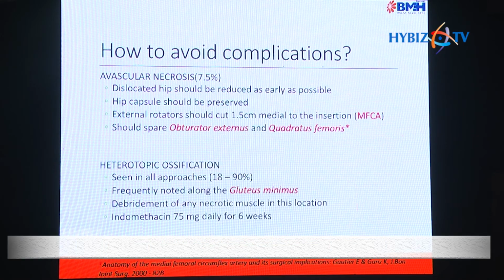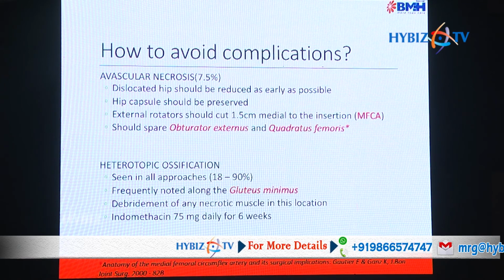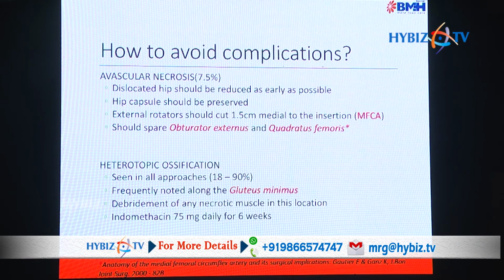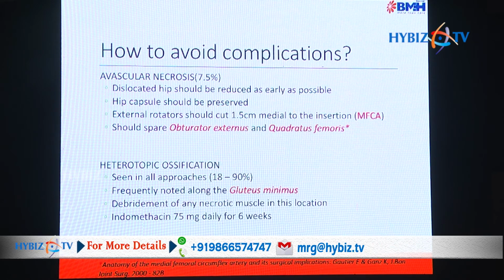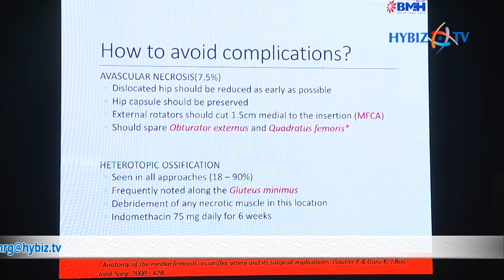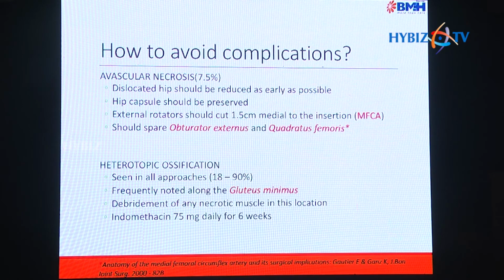Heterotopic ossification is very common in males in posterior approaches. It is frequently seen along the gluteus minimus, and debridement of any necrotic tissue in the muscle in that area is very important. We can prevent it to some extent by giving indomethacin 75 milligrams.